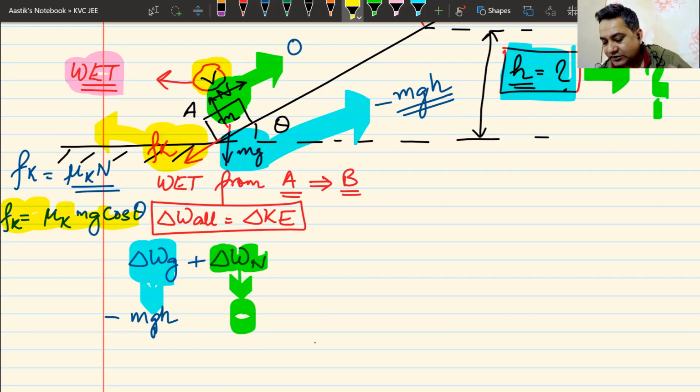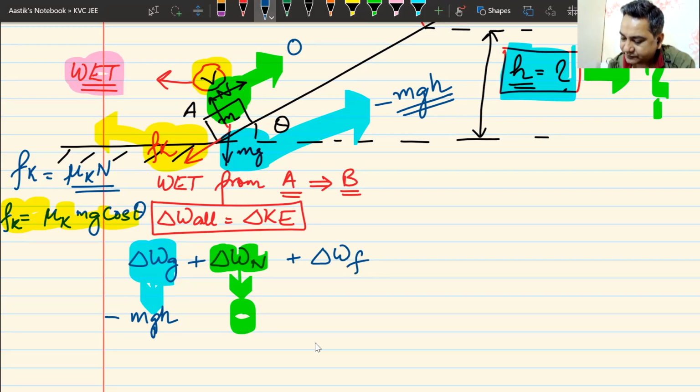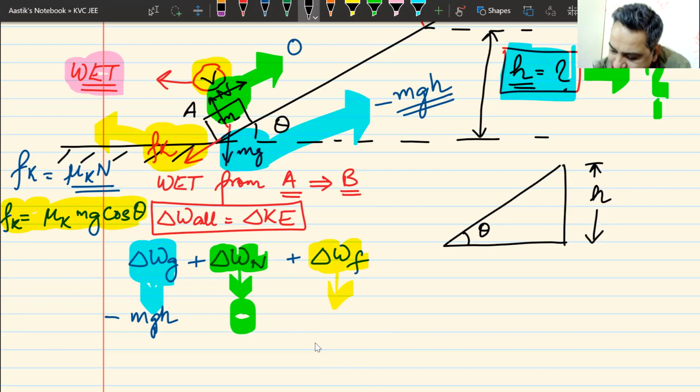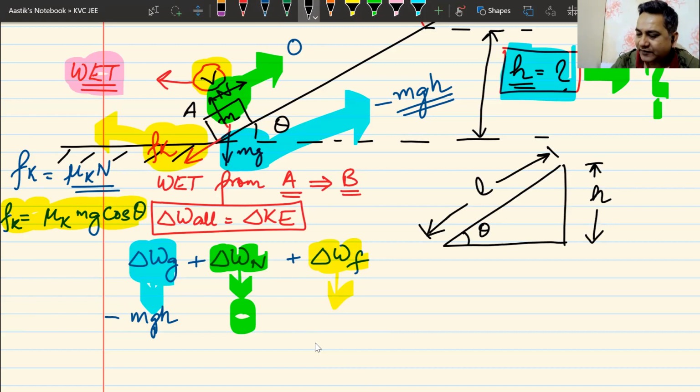So the value of frictional force is mu k into mg into cos theta. And let me add it up here: plus work done by friction. Now what is the work done by this frictional force? We already know the value of this frictional force. What you have to find out is the distance it has moved. So I'll draw a simple diagram here. This height is h. This angle is theta. And this length is L. So basically, I have to find the value of L.